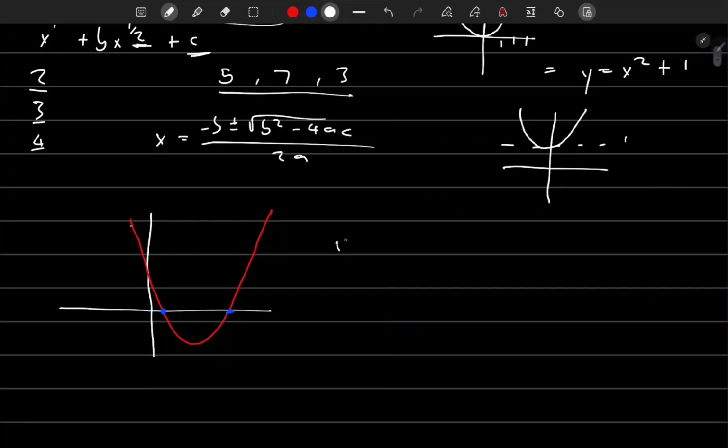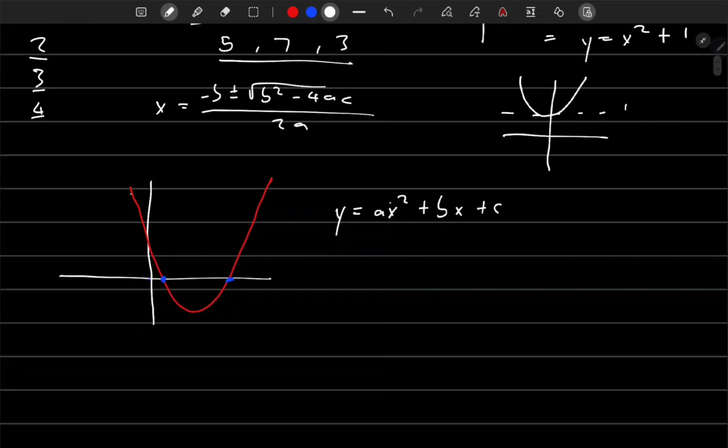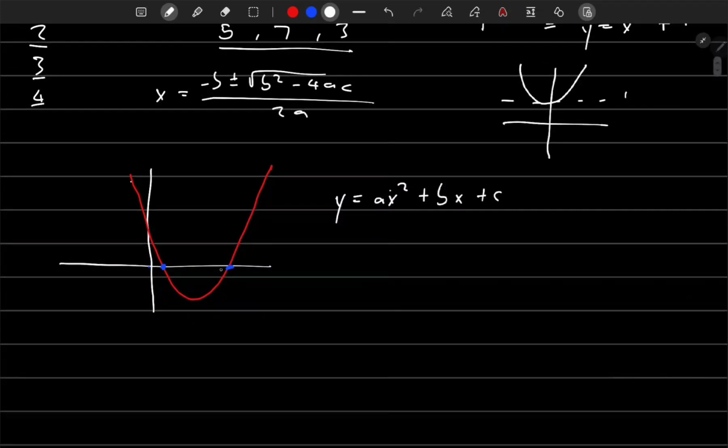So the equation is y equals ax squared plus bx plus c. And what I'm trying to say is that for us to solve for these 2 x points, we need to set y equal to 0, and then say ax squared plus bx plus c equals 0.